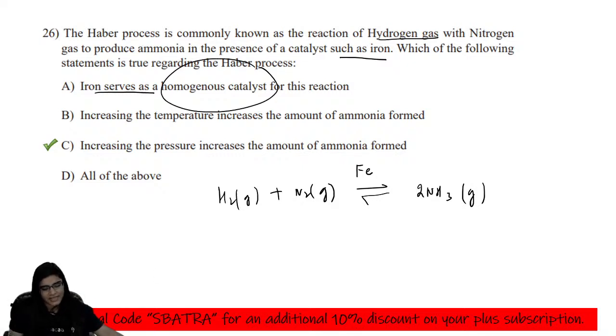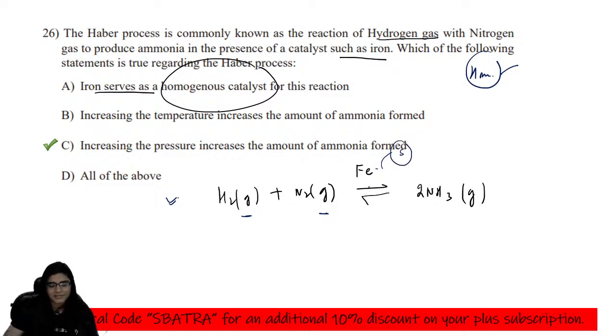Now what is homogeneous catalyst and what is heterogeneous catalyst over here? Homogeneous catalysts are those catalysts which are in the same phase as your reactants. Let's take this example only. We have H2 in gaseous medium, we have N2 in gaseous medium, and iron over here is present in solid phase. It is present in the form of magnetite, which is an ore of iron. So iron is in solid phase and H2 and nitrogen are in gaseous phase. So this catalyst is not homogeneous, this is a heterogeneous catalyst.